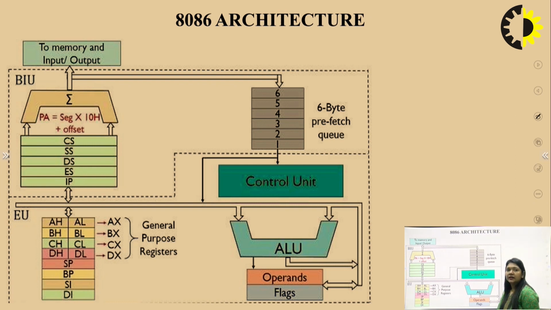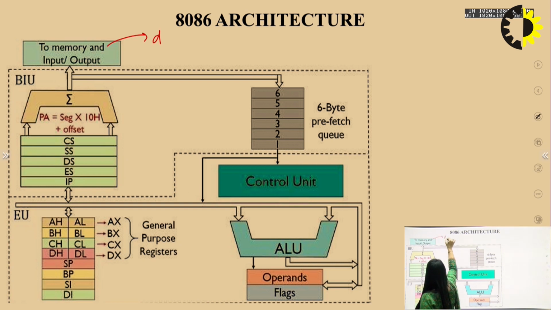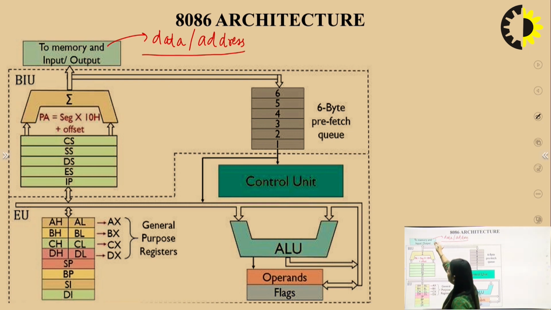So this is the architecture of our 8086. There are multiple blocks here and multiple features. From here we will be getting the data or the address, whatever, from memory and input and output.